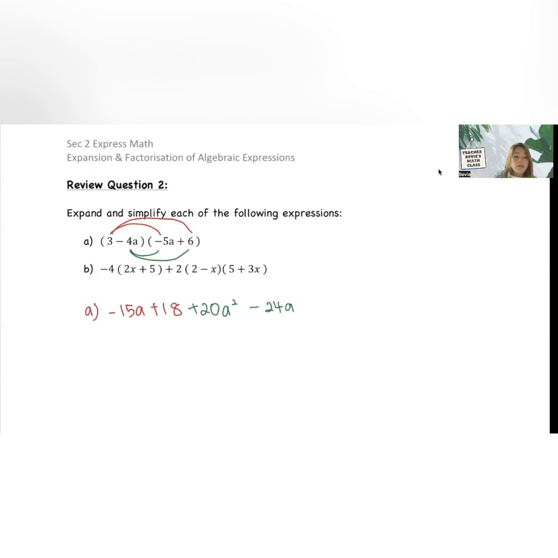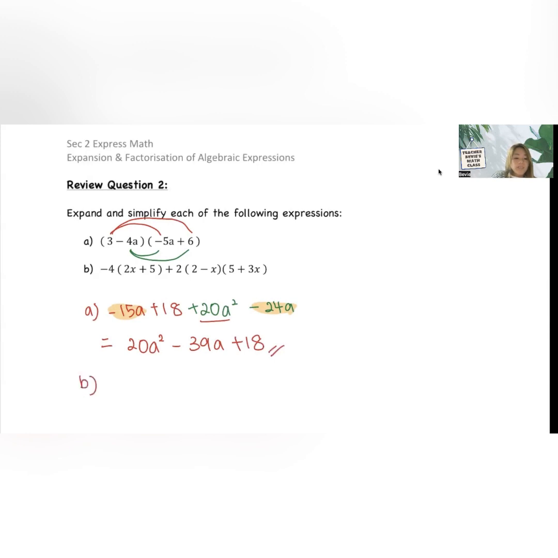All right, now that I'm done with all this expansion, all I have to do is simplify by adding the like terms together. So I only have 1a squared, I will just copy it down. As for the a, I have minus 15a and minus 24a, and that gives me minus 39a. And as for the constant, I only have one constant term, which is 18. Okay, so this will be my final answer for part A.